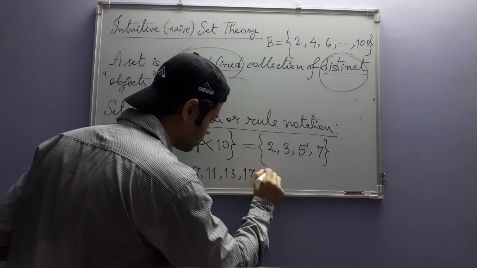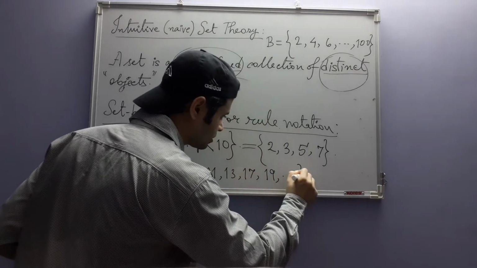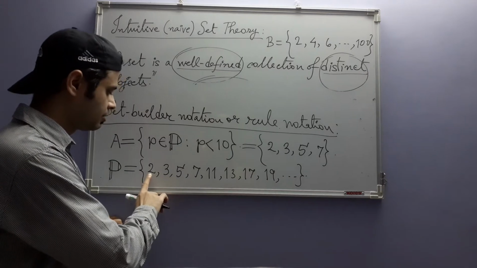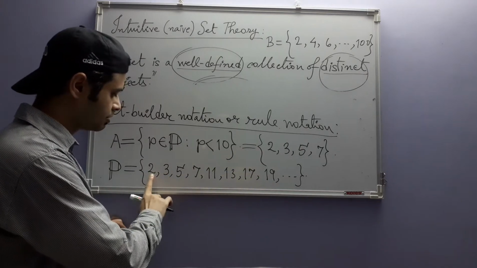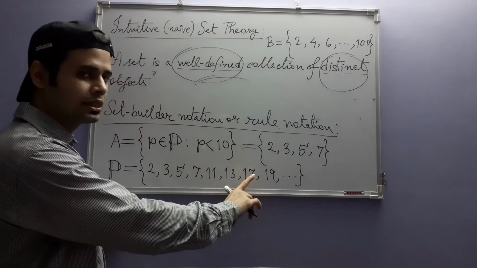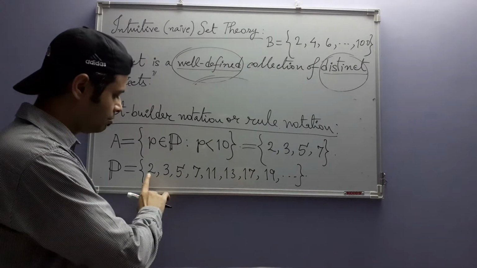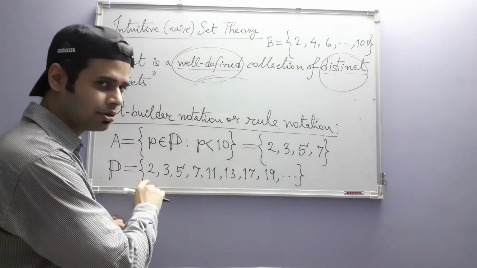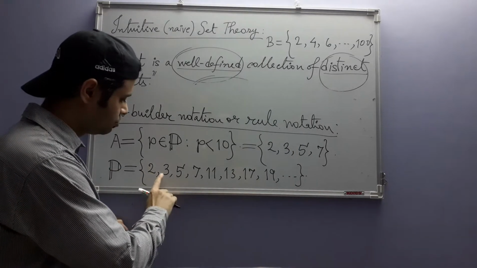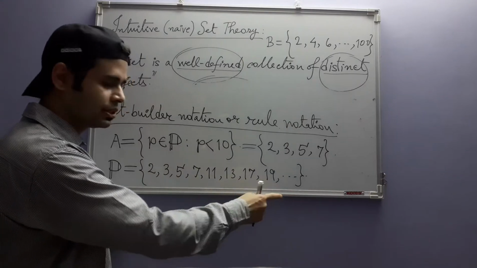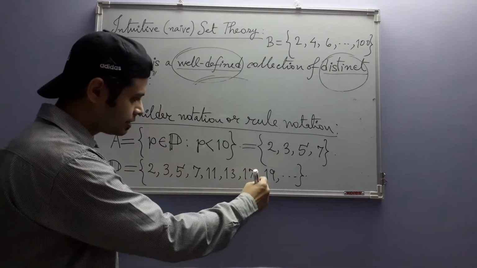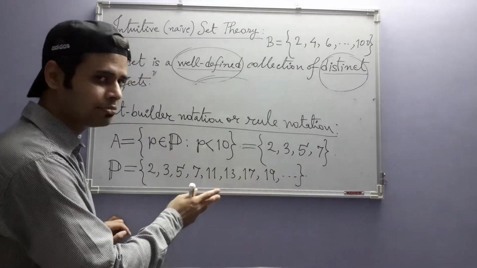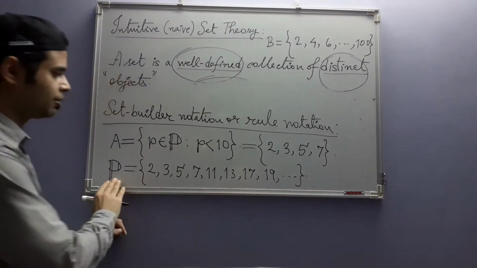Let me write several of them so that it becomes clear. Do you see that I am not leaving it with only two elements, 2, 3, and then using ellipsis? No, I have to show that this is the set of all prime numbers. So 2, 3, 5, 7, 11, 13, 17, 19. So if someone sees this pattern, then immediately they will recognize that these are prime numbers. So P is the set of all prime numbers.